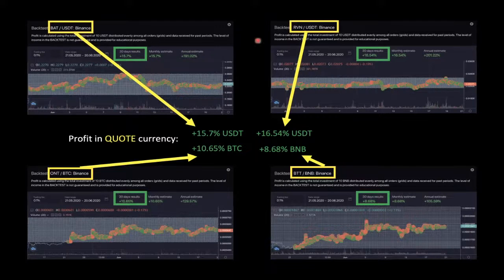So you see, these are 4 examples. The first one is Basic Attention Token trading to USDT. So during the period of 30 days, it has managed to make 15.7% in the quote currency, that's the USDT. For BitTorrent trading to BNB, in this case, the profit is estimated in BNB. So that's logical, right? The profit that you generate using Bitsgap automated trading bots is in the quote currency, all right?